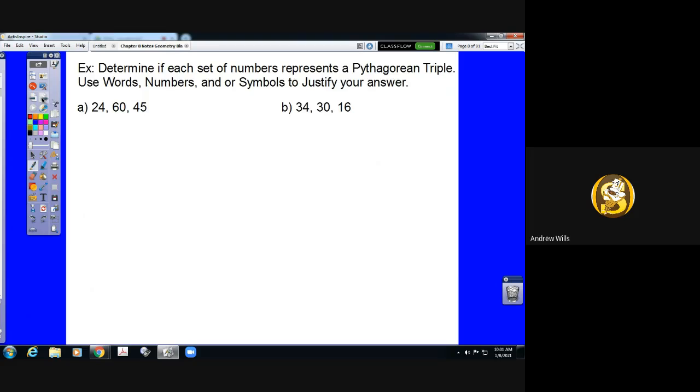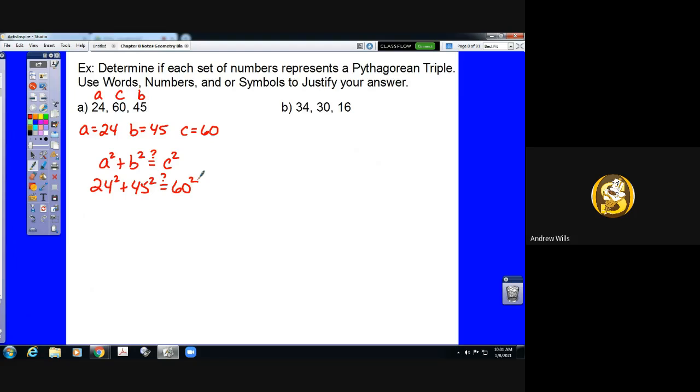Okay, 60 is correct. 60 is the largest number, so that's your C value. The other two, 24 and 45, are interchangeable. One of those has to be A, the other one has to be B. It does not matter which one is which. Okay, we got our three numbers. They are all integers. So then we go in and we check the Pythagorean theorem. We ask whether or not a squared plus b squared is equal to c squared. So 24 squared plus 45 squared, does that equal 60 squared?